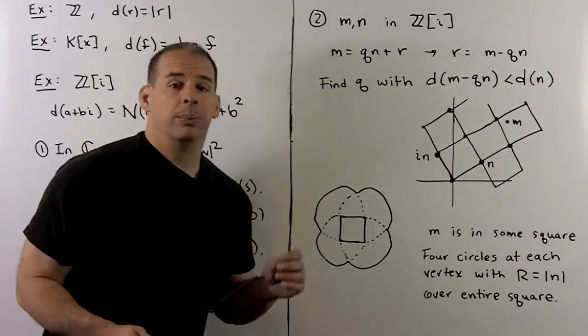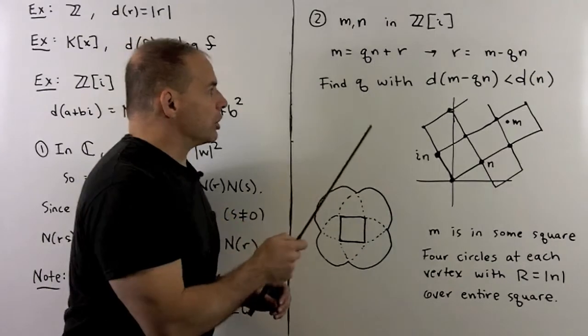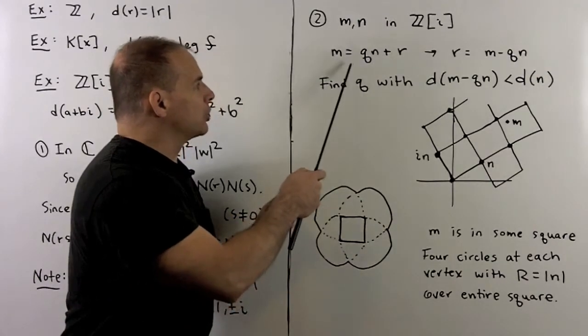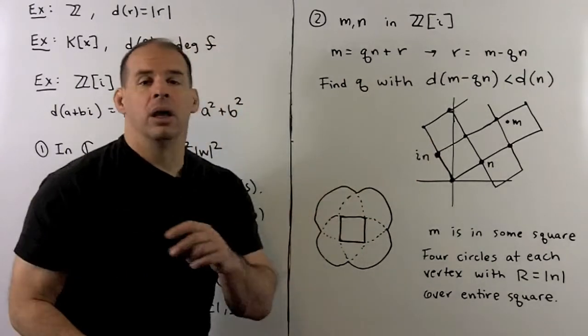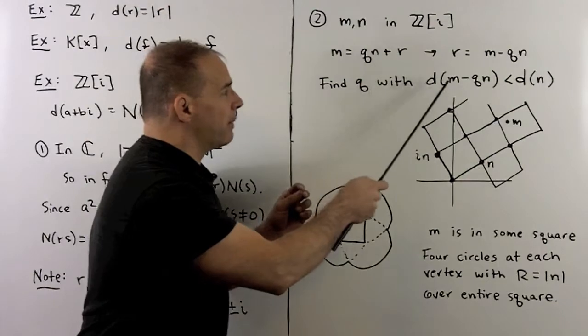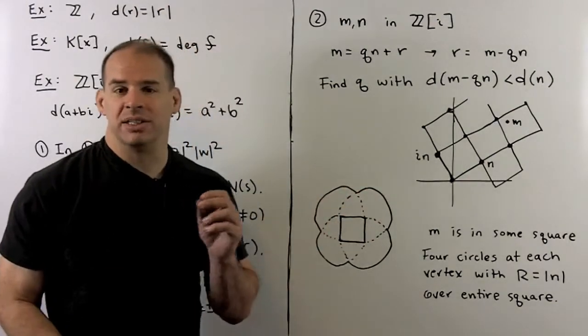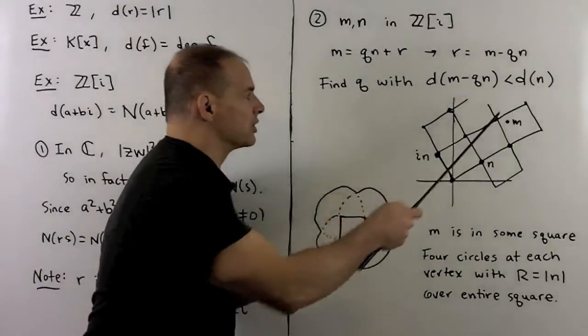For property 2, we draw pictures. So we have m and n Gaussian integers. We have this equation, m equals qn plus r. So r is equal to m minus qn. We want to solve for q with d of r, d of m minus qn, strictly less than d of n. Now, how do we interpret this?